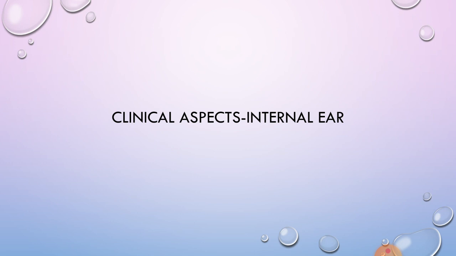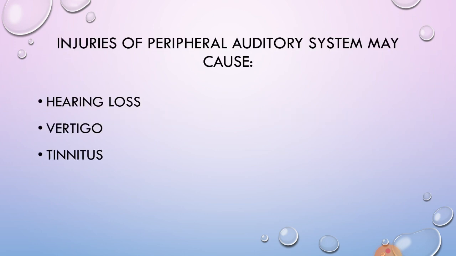Now, the clinical aspects of the internal ear are the injuries. Number 1, injuries of the peripheral auditory system may cause hearing loss, vertigo, or tinnitus. Vertigo is the dizziness, when you feel dizzy, and tinnitus is the buzzing or ringing in the ears.